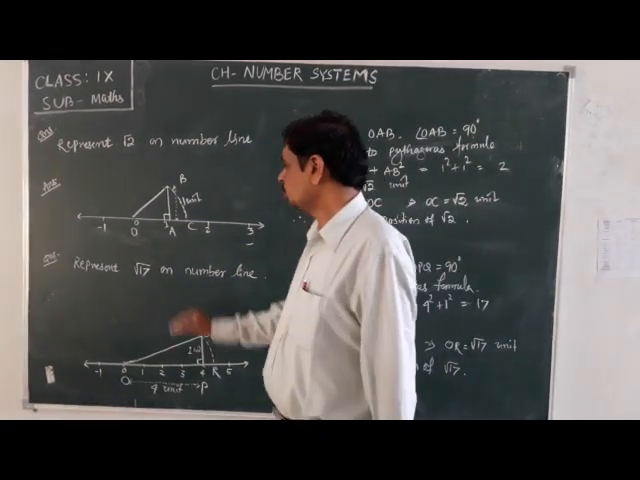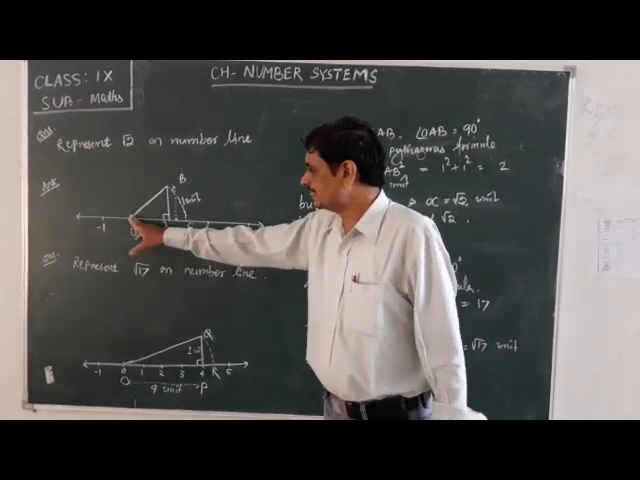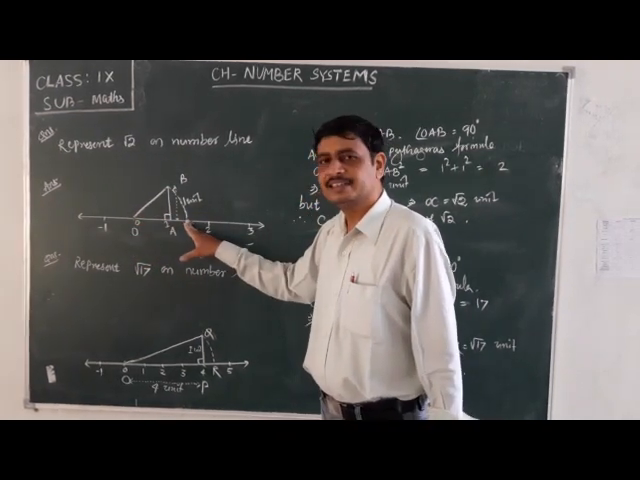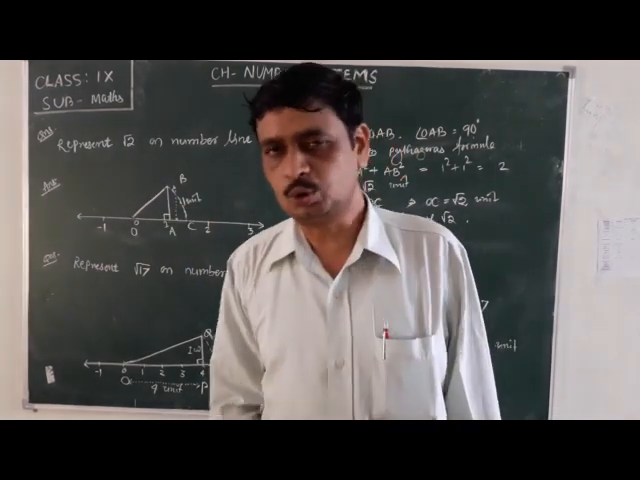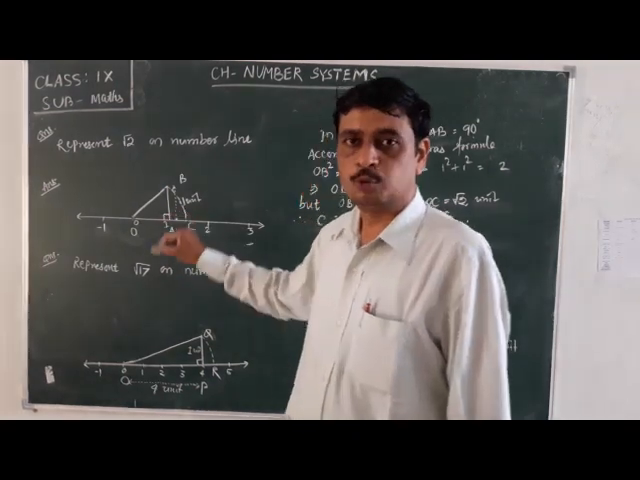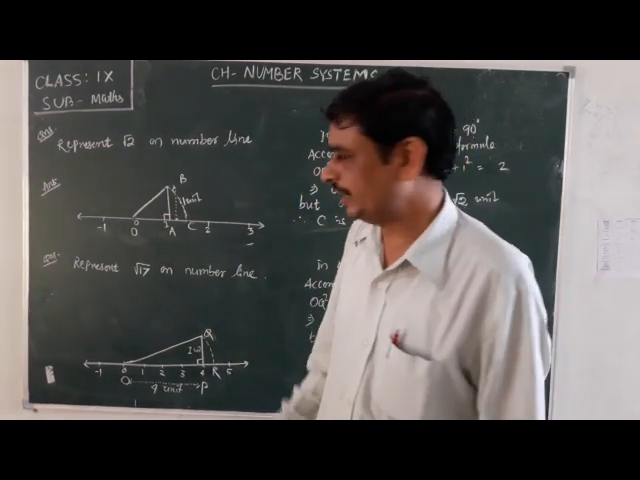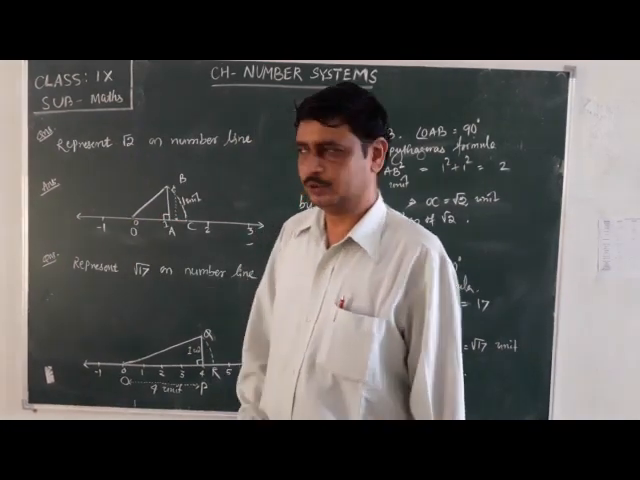Now we have to know why this OC is the length of root 2. Here this point C is the position of root 2. So why is this OC of length root 2?